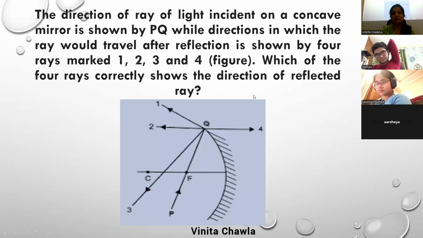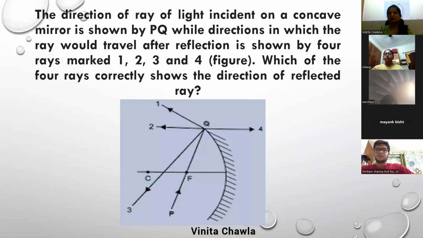Okay, now we have a question. The direction of a ray of light incident on a concave mirror is shown by PQ, while the directions in which the ray would travel after reflection are shown by 4 rays marked 1, 2, 3, and 4. Look at these rays. Which of the 4 rays correctly shows the direction of the reflected ray? Mayank, please turn on your camera.